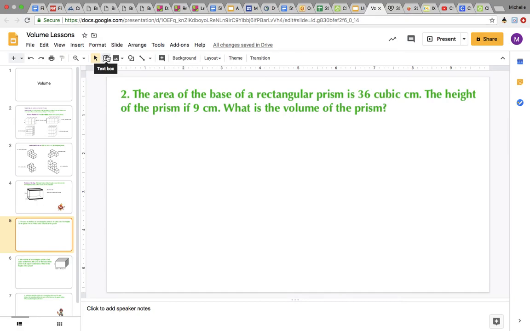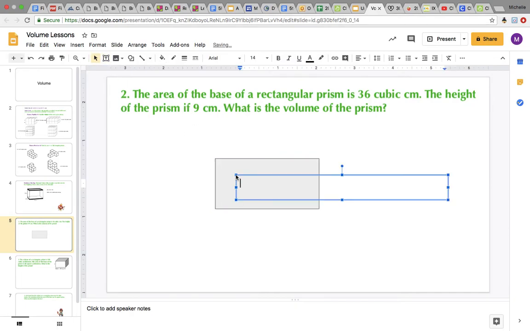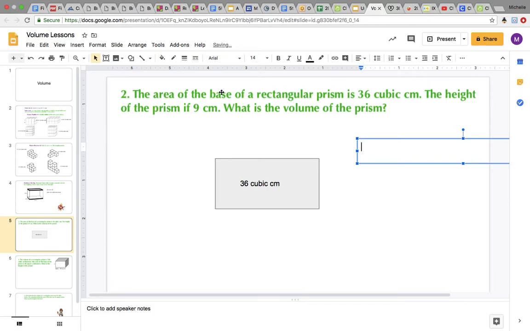All right, if you're ready, let's go over this one. So here we have the area of the base, which means, try and draw this out, the entire bottom of this prism is going to be 36 cubic centimeters. So that means we already have our length times our width. Okay, so we don't even have to do the first part of our volume equation. So we can just go ahead and skip length times width because we have it right here with the area of the base. Okay, and we could do 36 times 9.